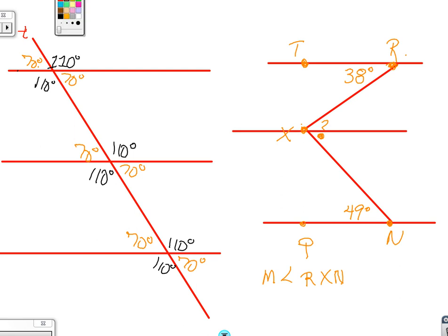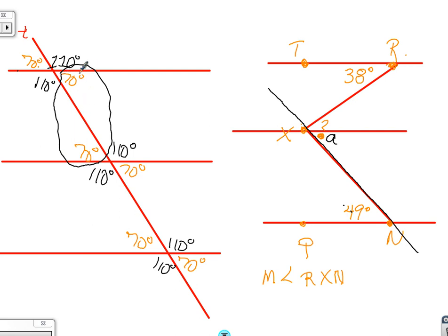Now, if we insert this line, you will see that we have two parallel lines being cut by a transversal. And the measure of these alternate interior angles, as in angle A here and angle 49, they are congruent, because if you look at the relationship over here, angle 70 and angle 70 degrees are alternate interior and they are congruent. So angle A and angle 49 degrees, angle XEP, are congruent. So angle A is 49 degrees.